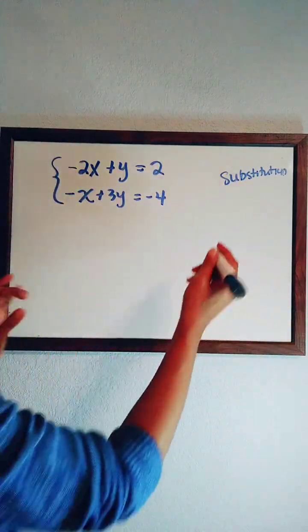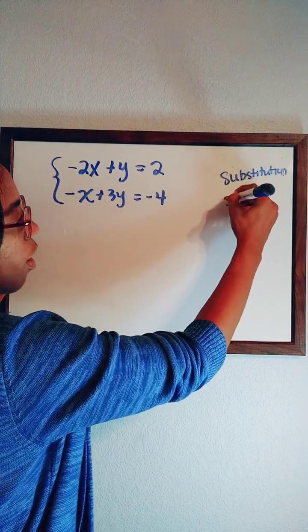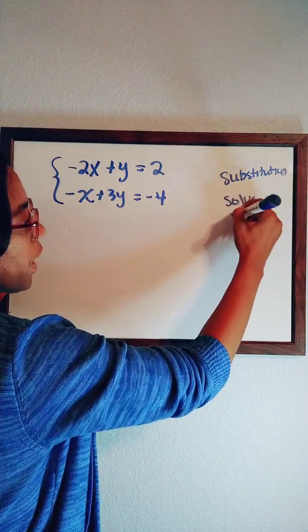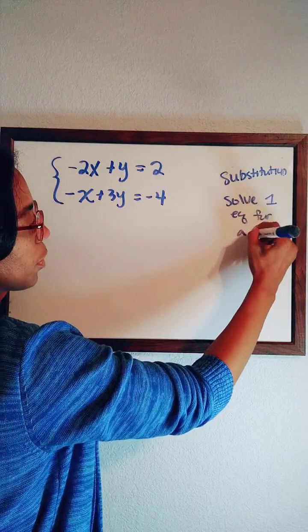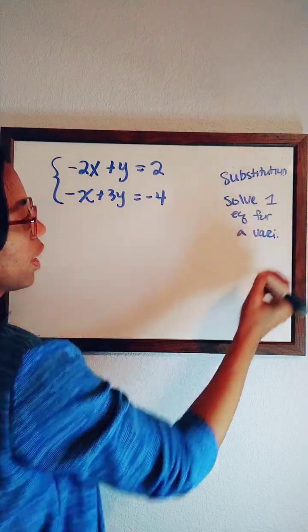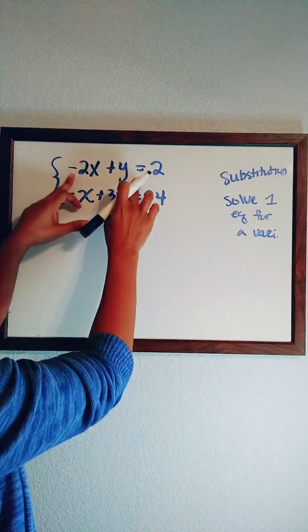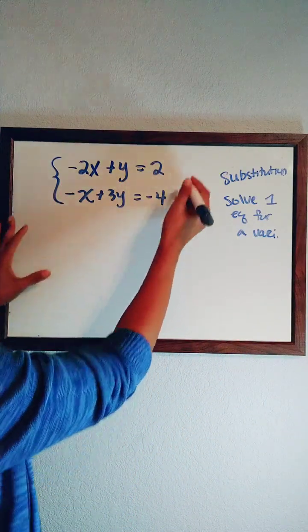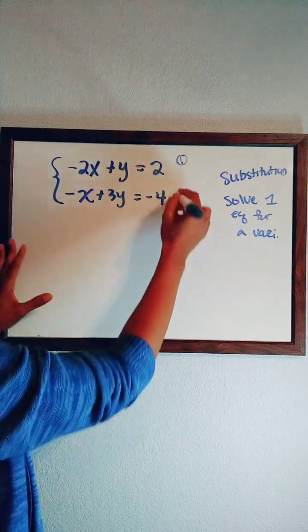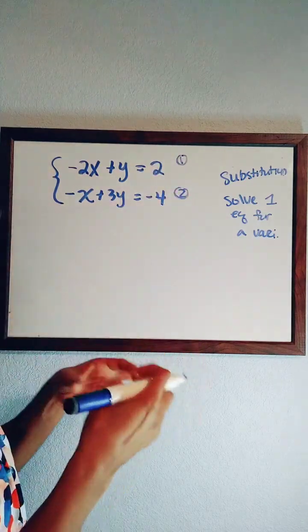So when you do substitution, you have to solve one equation for a variable. Okay? You either solve it for x or you solve it for y. So just looking at these two equations, are you going to choose equation 1? Or are you going to choose equation 2? Which one do you want?